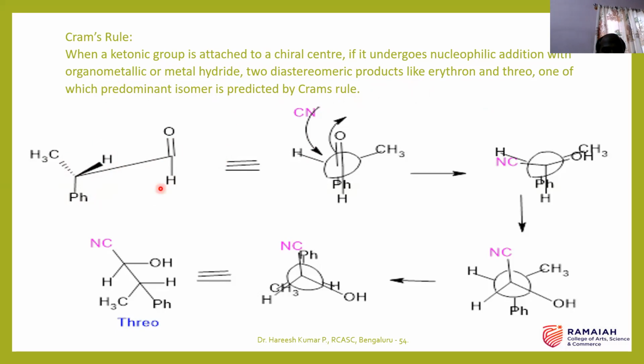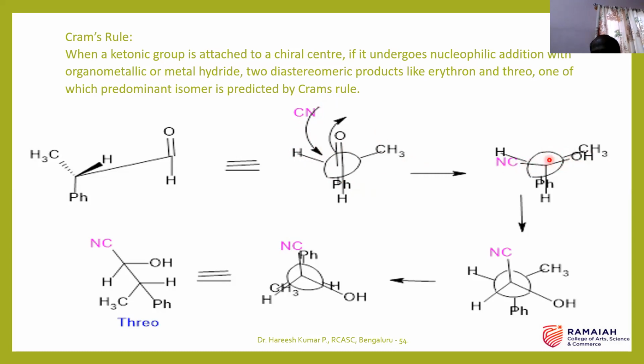So let's take this example. This is a chiral compound attached to a carbonyl compound. And here I have written a Newman projection formula. Here you can observe that this is H, and H is a small group. So that is the reason the nucleophile is attacking from here. This face is called the Si face. So the nucleophile attacks from the Si face, and that is the reason it will give you an intermediate like this.